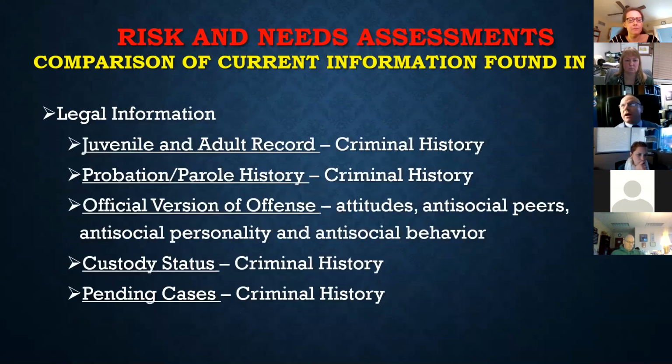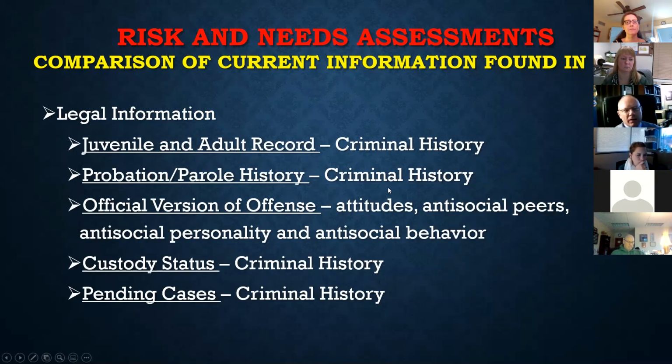So let's look real quick at the legal information. What we typically see in a pre-sentence investigation prior to EBP and risk needs responsivity: a juvenile and adult record, criminal history, a criminogenic area that we look at on the assessment. Probation and parole history, again, criminal history. The official version of the offense. That could fall under their attitudes, their beliefs, their peer associates, their behavior. All that can be captured under the official version of the offense.